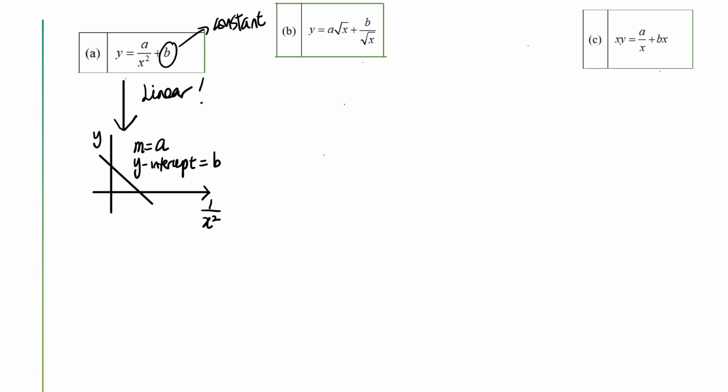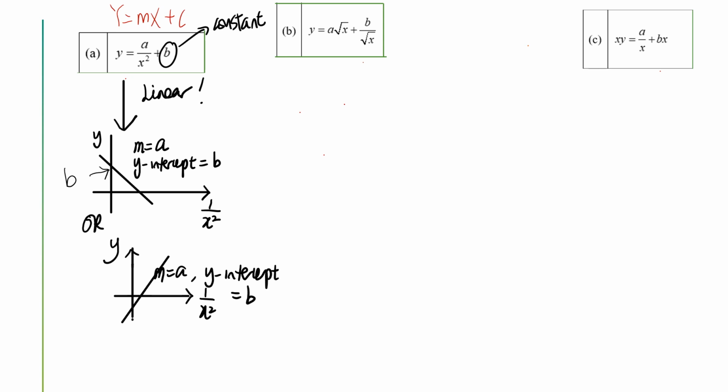And if you were to represent it graphically, if you compare it with your y = mx + c, then on your x-axis is the value 1 over x squared. On the y-axis is y. If A is a positive gradient, or if A is a negative gradient, this is how the line would look. And if B is a positive value, the one that I've highlighted there, that will be your y-intercept value.